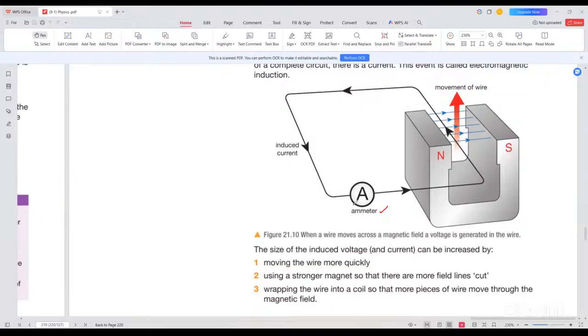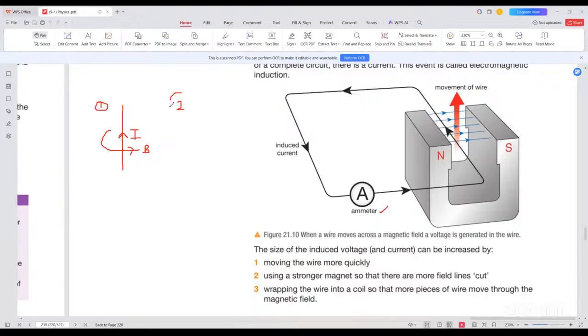So we are thinking that because of the movement of a wire inside the magnetic field, it will generate some sort of a current. In the previous case, we thought that if there's a moving current, then there will be a magnetic field generated. So this is the first thing that we discussed today.